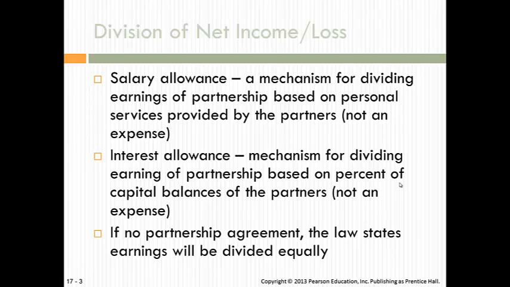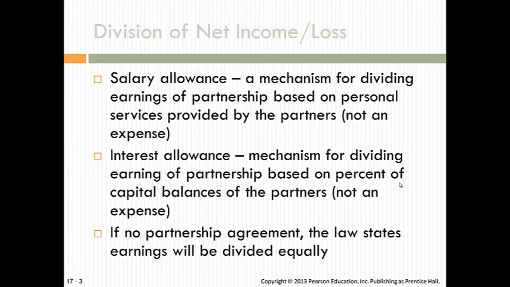We have some new terms to review before we continue. The first is salary allowance. A salary allowance is a method of dividing the net income of a partnership between partners based on a partner's services to the partnership. Salary allowance is the name of the method only. It doesn't mean the partner is getting paid. In fact, partners in a partnership can't be employees.